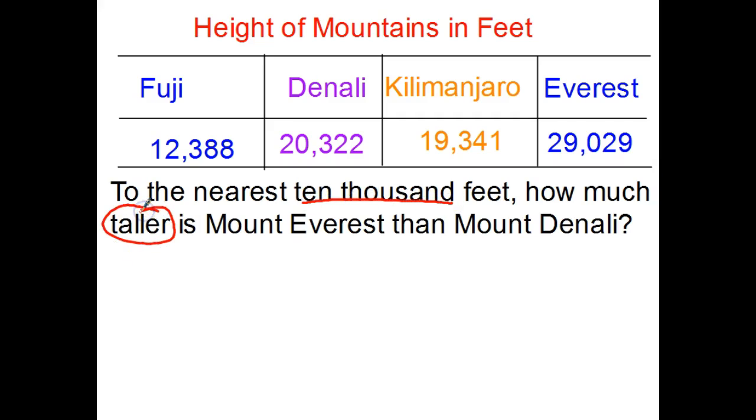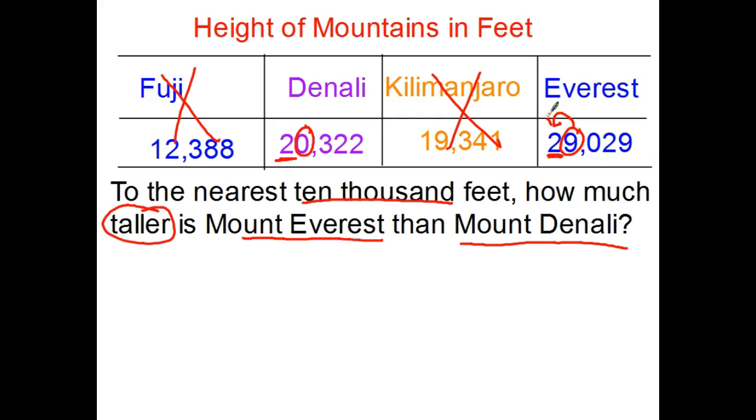Next problem, we're doing kind of the same thing, except this time to the nearest 10,000. How much taller is Mount Everest than Mount Denali? Mount Denali is the tallest mountain in the United States. It's in Alaska. It used to be called Mount McKinley. So I'm going to the 10,000 place. I'm underlining the 10,000. And Mount Everest is the tallest in the world. Get my bully in there.